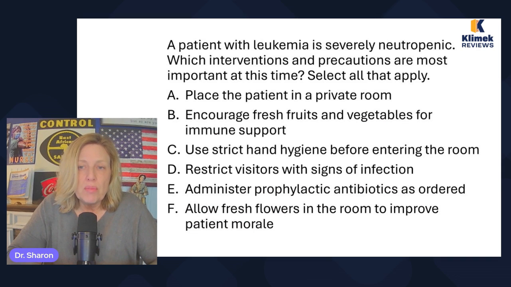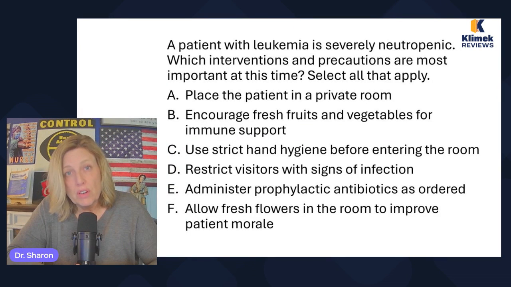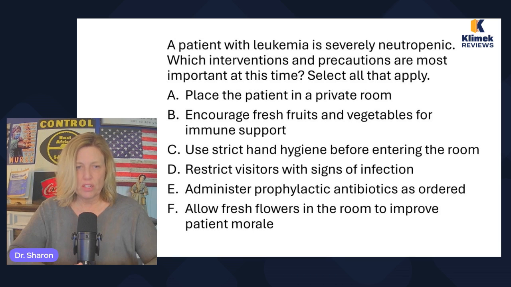A patient with leukemia is severely neutropenic. That means low white count. Which interventions and precautions are most important at this time? So we're thinking they're at risk for infection, right? Place the patient in a private room, encourage fresh fruits and vegetables for immune support, use strict hand hygiene before entering the room, restrict visitors with signs of infection, administer prophylactic antibiotics as ordered, allow fresh flowers in the room to improve patient morale. All right, so neutropenic precautions.